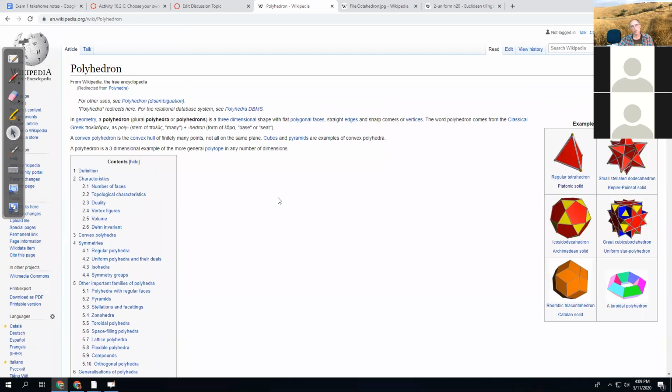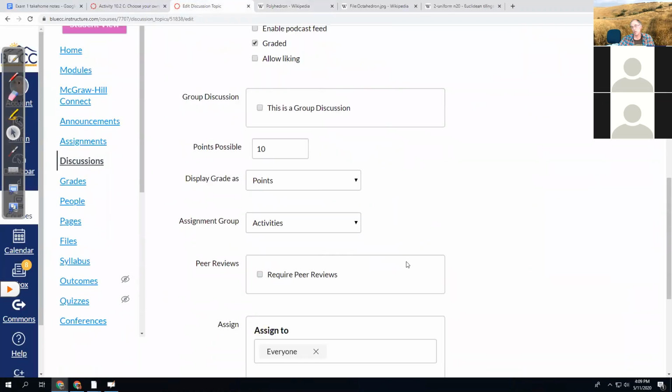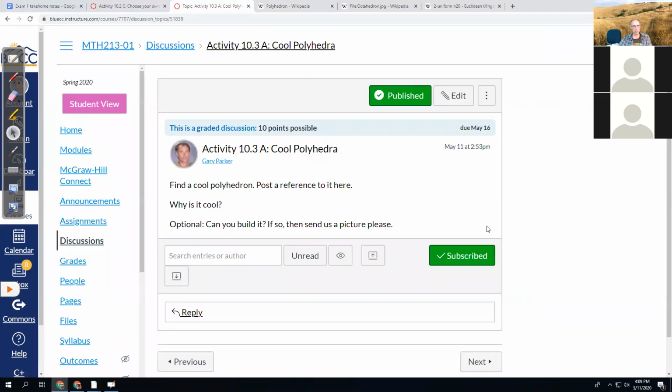So find some kind of cool polyhedron out there. Again, maybe it's in your house, it's in your yard, you see it online, it's a sculpture somewhere, it's something you saw downtown, whatever. Tell us about it. Send a picture if you can. That's a relatively easy discussion topic. And if you can build it, bonus for that. I'll gladly offer a bonus for building some cool polyhedron that you've seen somewhere.